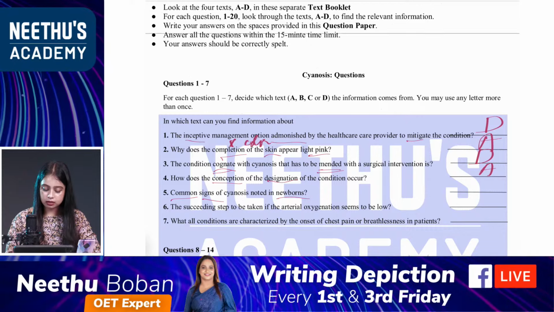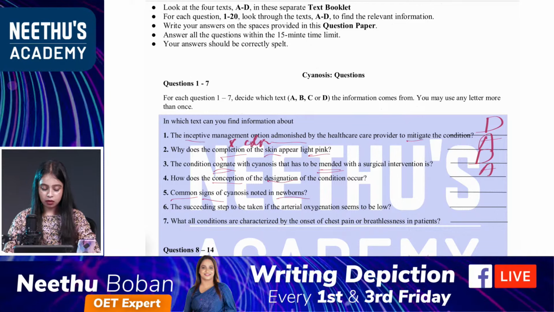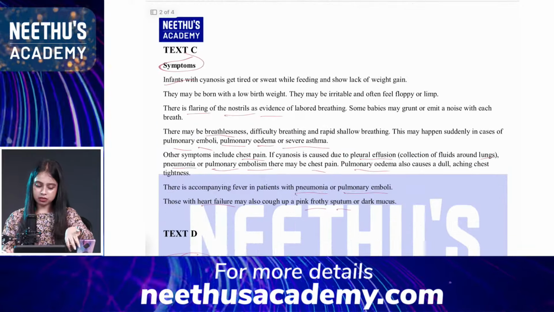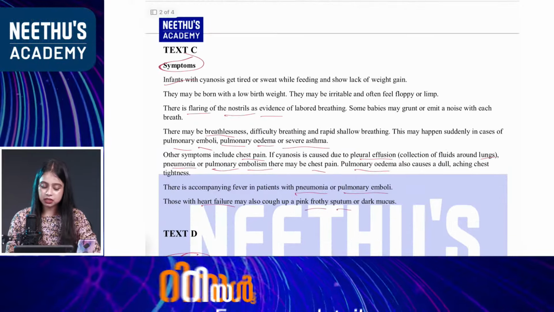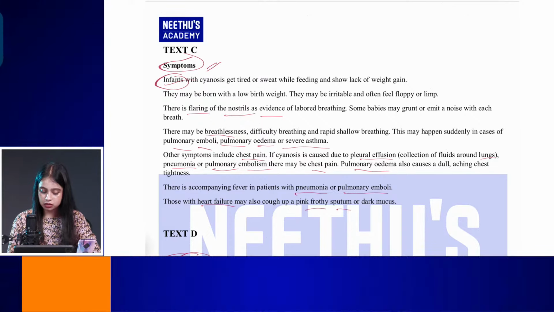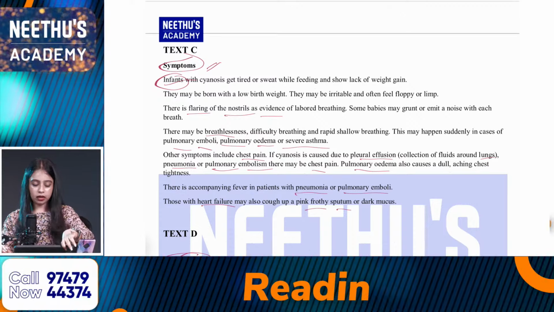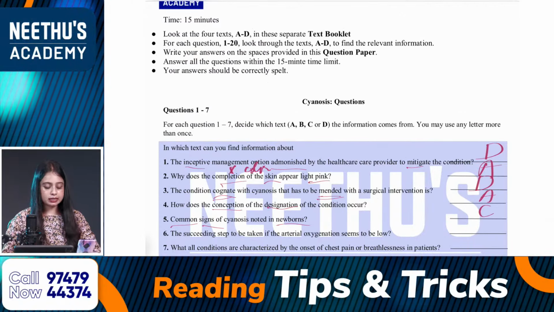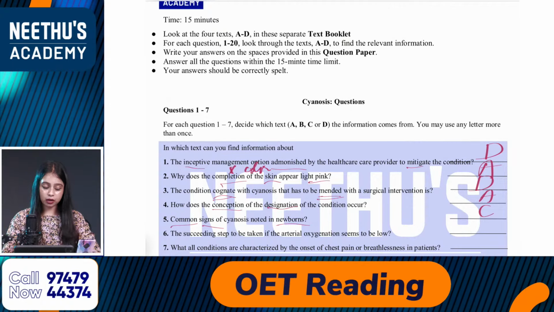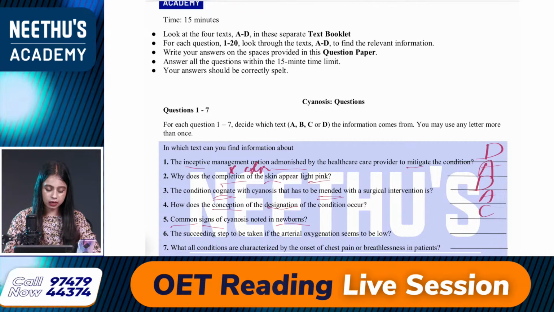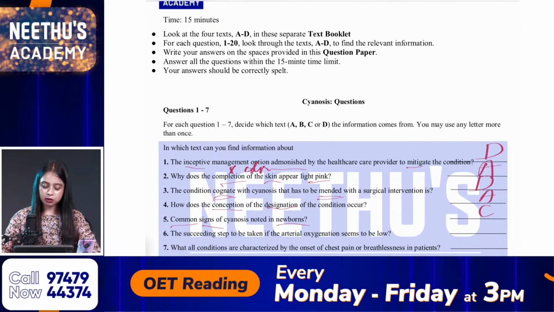Then the fifth one: common signs of cyanosis noted in newborns. Common signs, newborns. So where are signs and symptoms mentioned? Yes, symptoms are mentioned in C. Infants with cyanosis. So that means it is from C. Yes, Reshma. Yes, Shiny, Saji. Okay, Benny, it was A. Yes, Benny, it is C. And what about the sixth one?